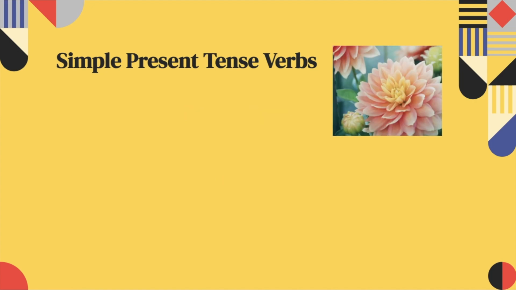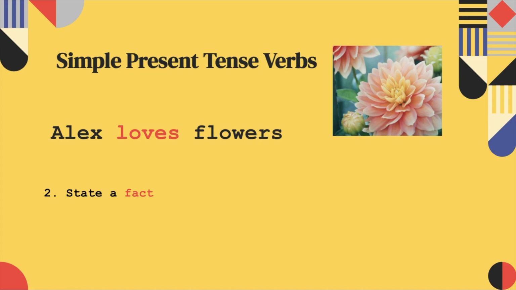Let's take a look at another example. To describe this image, we can say Alex loves flowers, and the verb in this case is loves. The verb here is used to state a fact about Alex, that she loves flowers, and this is the second use of simple present tense verbs.